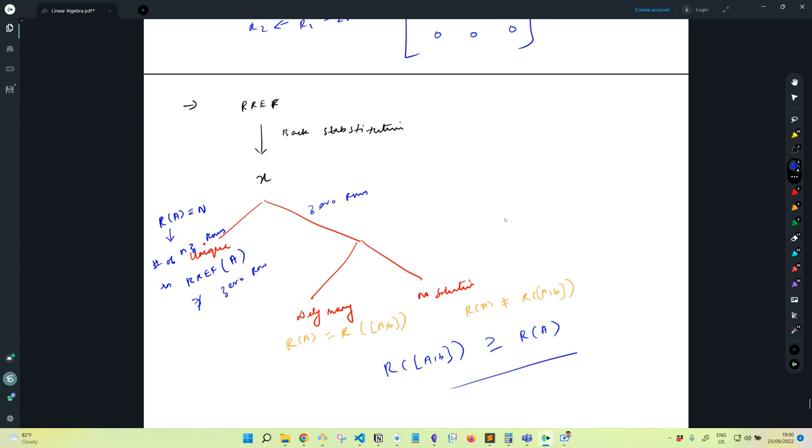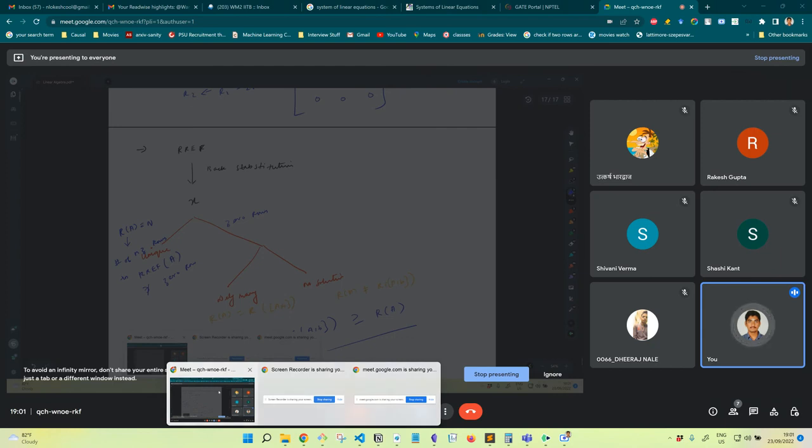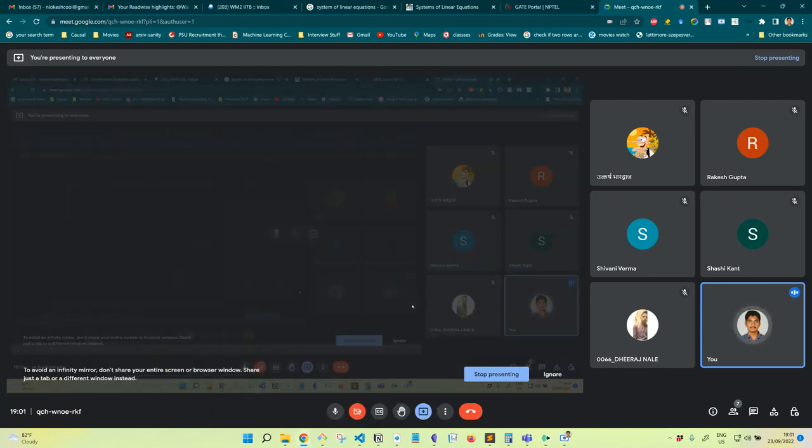Right? Is this diagram clear to all? Is there any doubt? Okay, I assume there is no doubt.